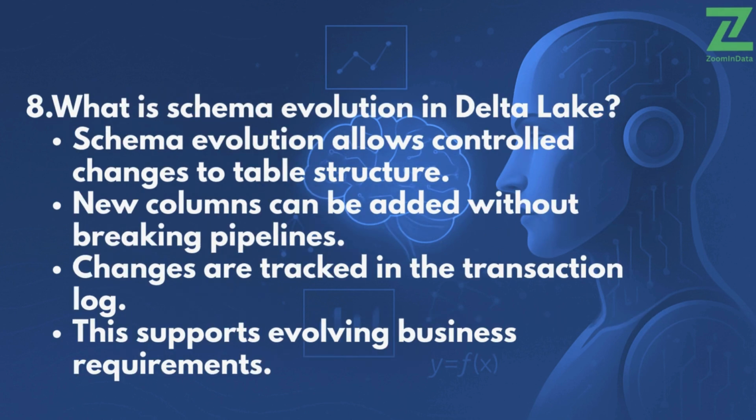What is schema evolution in Delta Lake? Schema evolution allows controlled changes to table structure. New columns can be added without breaking pipelines. Changes are tracked in the transaction log. This supports evolving business requirements.